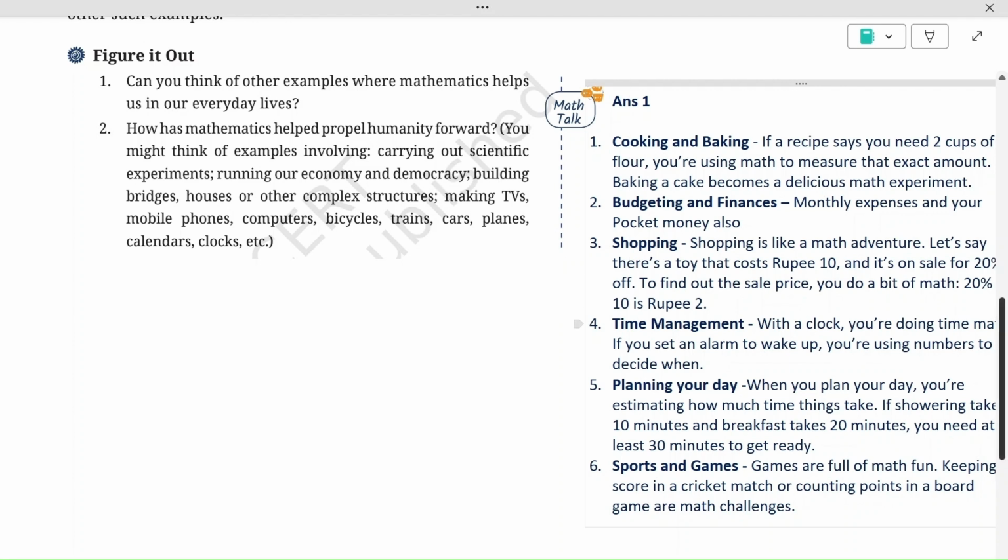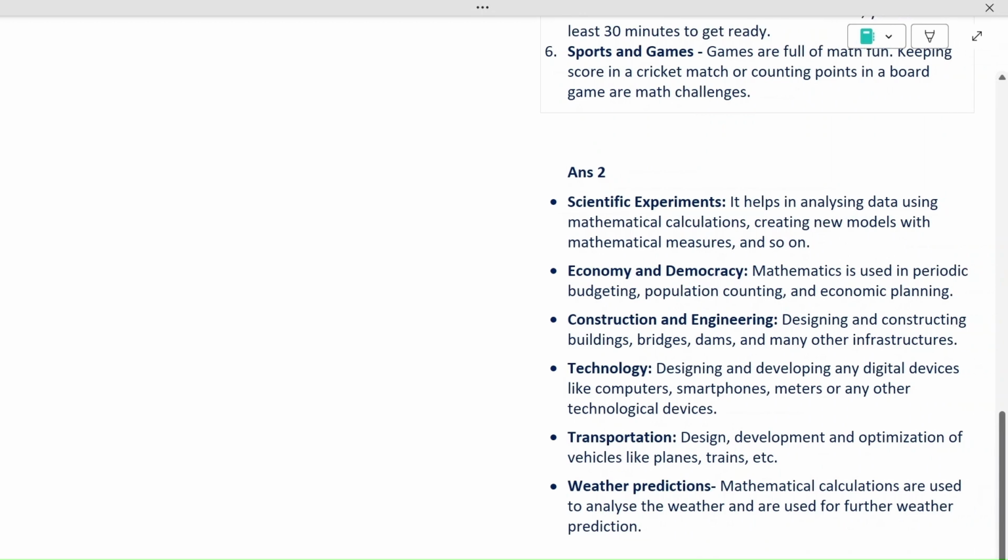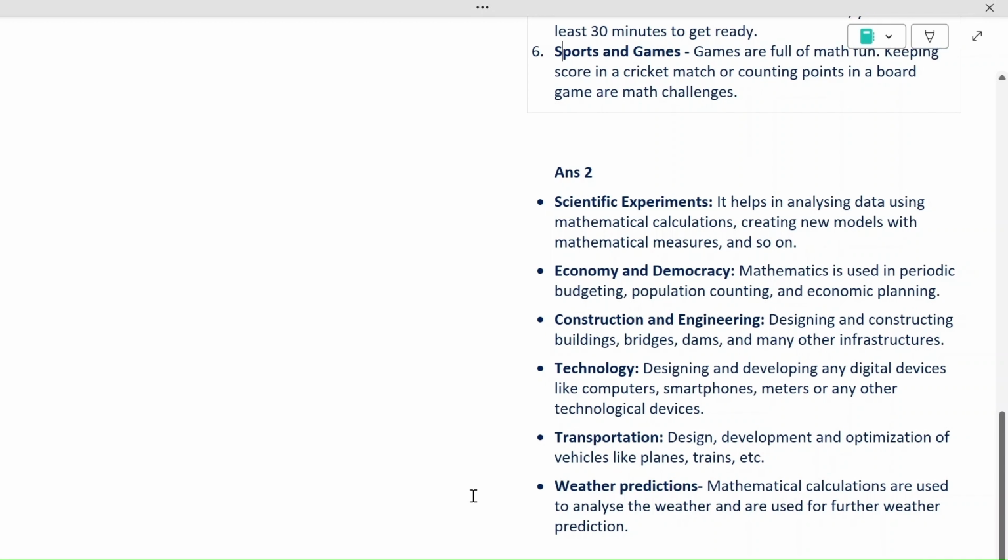So here I have cited a few examples and the areas where mathematics has been used to propel humanity. Okay, so the first one is scientific experiments. With the help of mathematics, we can analyze the data and we can create new models with mathematical measures, which bring us to create new inventions. All this is done using mathematical calculations.